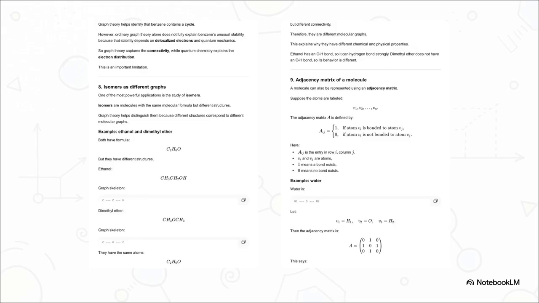But out in the real world, they behave completely differently. Why is that? Well, because as their graph skeletons clearly prove, their mathematical networks are entirely different. Ethanol's graph has the oxygen vertex hanging right off the end. But dimethyl ether? Its oxygen vertex is sandwiched right in the middle. The formula is identical, sure, but the graph absolutely proves that the underlying connectivity is completely distinct.